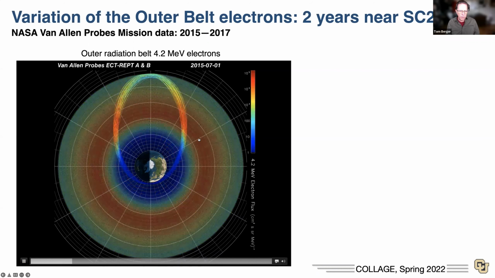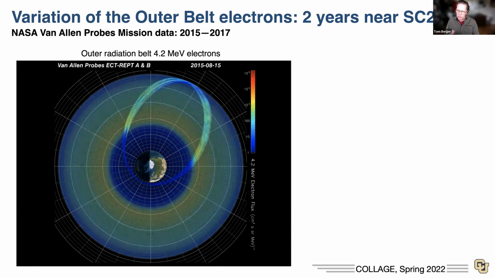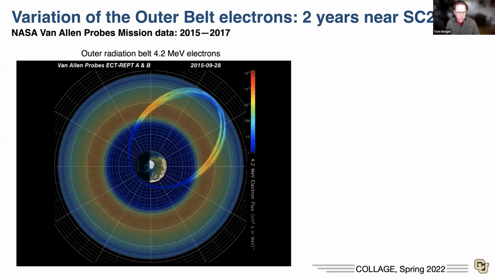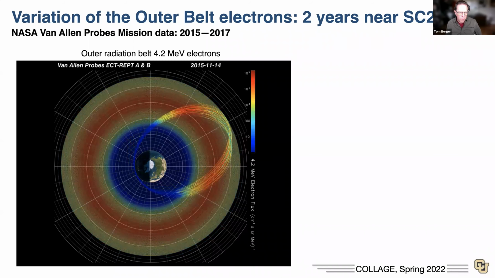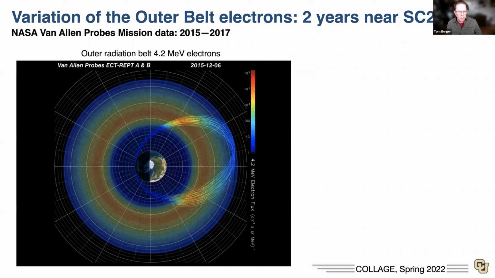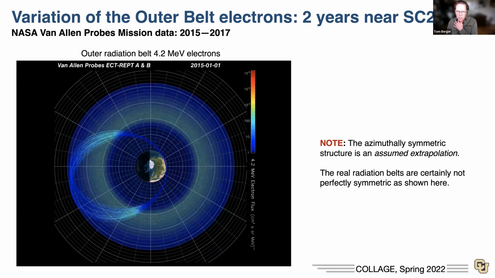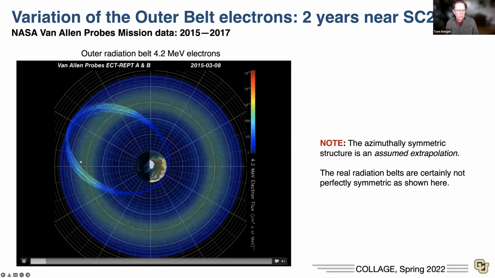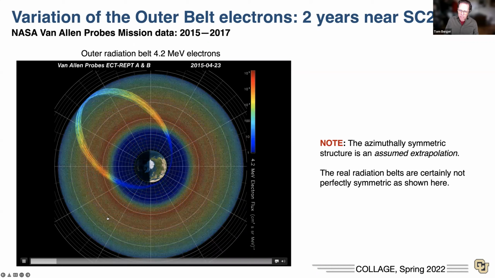This is just to give you a feel for what the fluctuations look like as the solar wind is continually changing the magnetic field of the Earth, leading to differing scattering and electron acceleration mechanisms. And there was the large storm from St. Patrick's Day. And one thing to keep in mind is this azimuthally symmetric structure is just assumed. They only have data along these orbits, but they made this very nice, completely symmetric plot, which is not real.